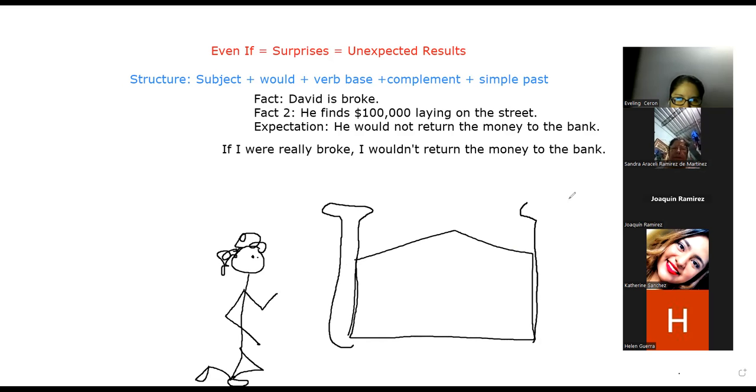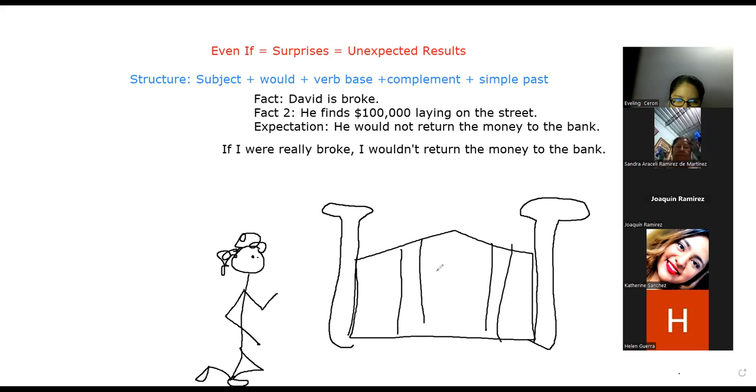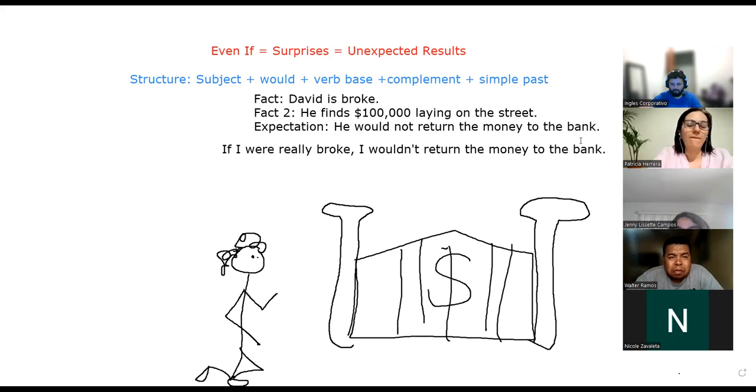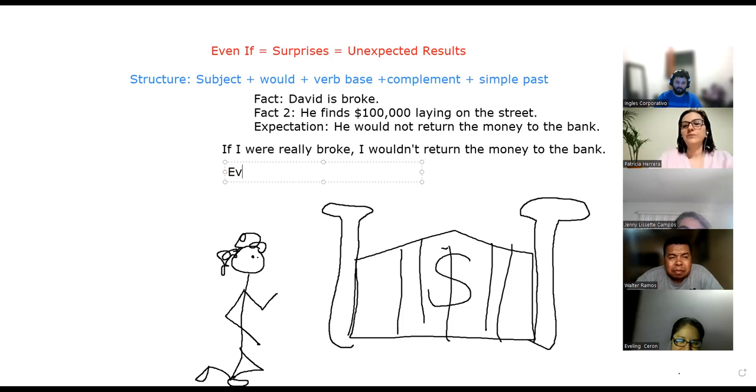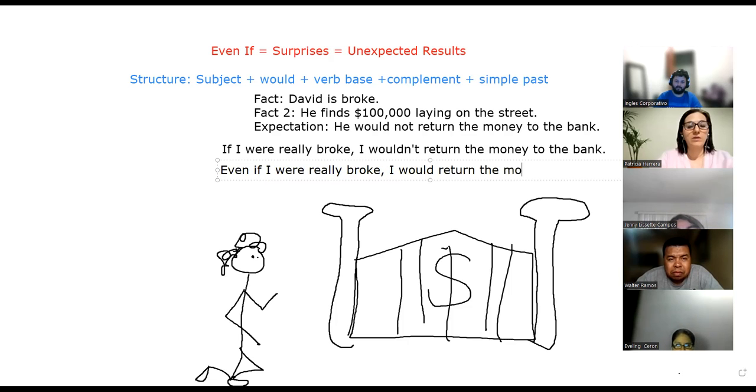I don't know why I'm doing that part, guys, but whatever. So this is the bank, right? Okay, so I'm taking it to the bank. Now the expectation is that I would not return the money to the bank. So I returned it, right? So that is expected or unexpected? Unexpected, right? So in that case, I'm going to say even if I were really broke, I would return the money to the bank this time. Okay?